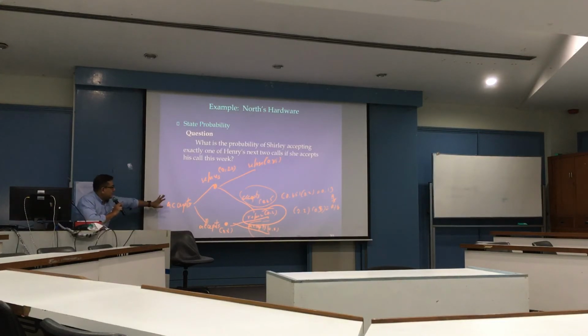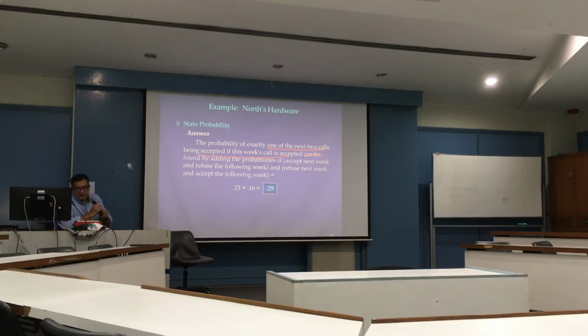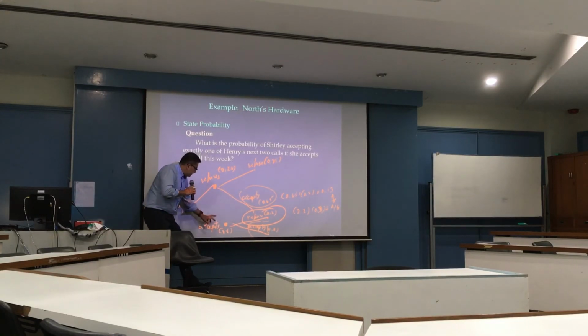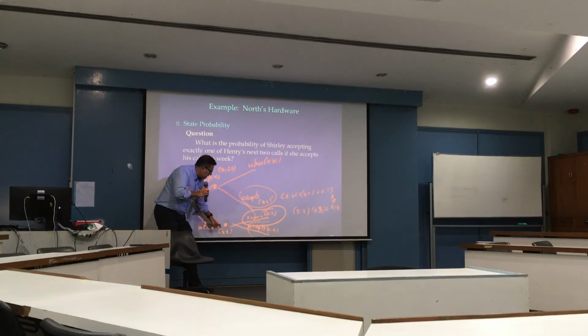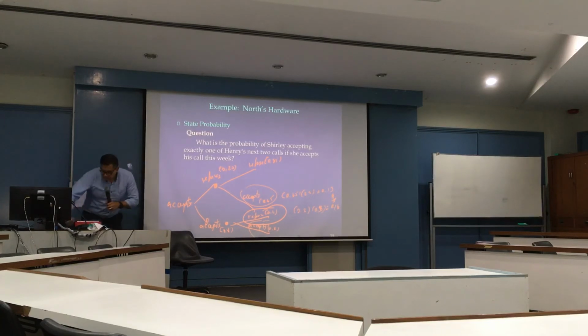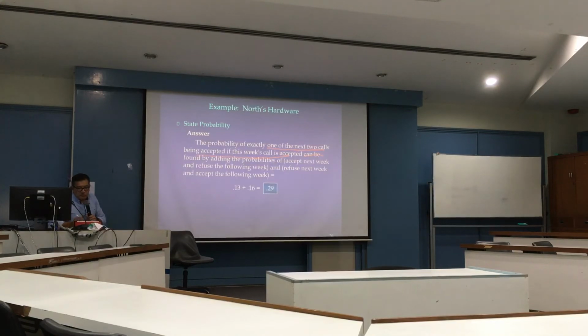Because we start with accept, but in the next weeks, right, we're going to find the probability of accept in one of the next two calls. So if we select this one, in the next two calls we have one accept. This is this one. Not this one. We need to show this one. Okay, so we have 0.2 multiplied by 0.8 and 0.65 multiplied by 0.2, which equals 0.13 plus 0.16 together, we have 0.29. So this is the answer for that.